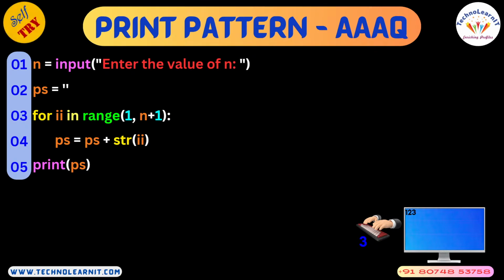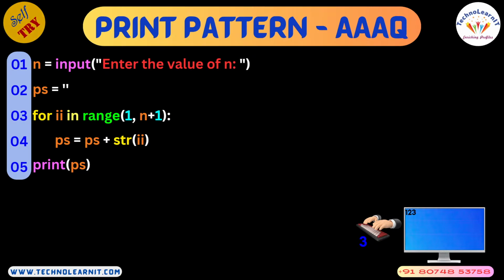Every time, the current value of ii ranges from 1 to 3, right? The value of ii would be 1, 2, and 3 for a given input of 3. All right. So every time, convert the integer value of ii into a string and append it to ps, which is a print string. And finally, print the print string only once.